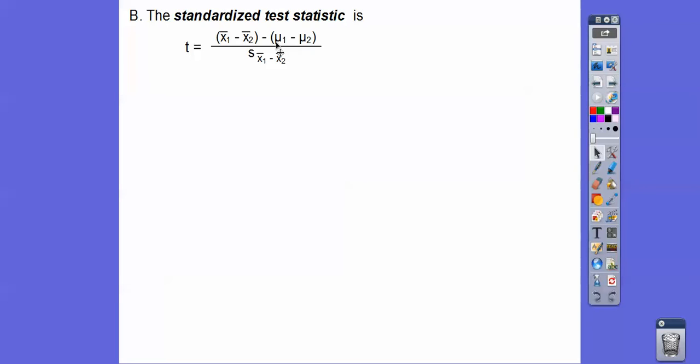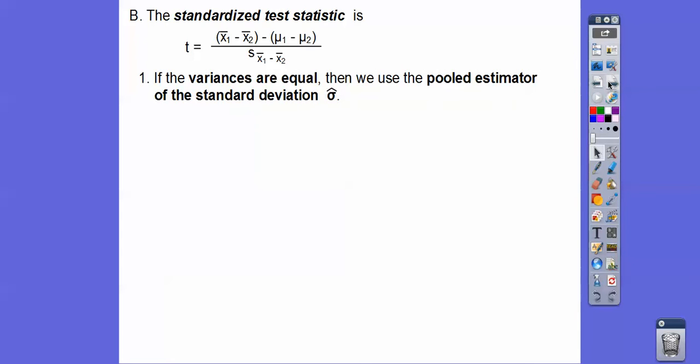Now remember, the null hypothesis always includes the equals sign, so mu1 minus mu2 is always going to be 0 right there. This is our sample mean minus our second sample mean, and this is our standard error. Depending on whether the variances are equal or unequal changes this part right here. If the variances are equal, it's going to include this r hat or sigma hat.